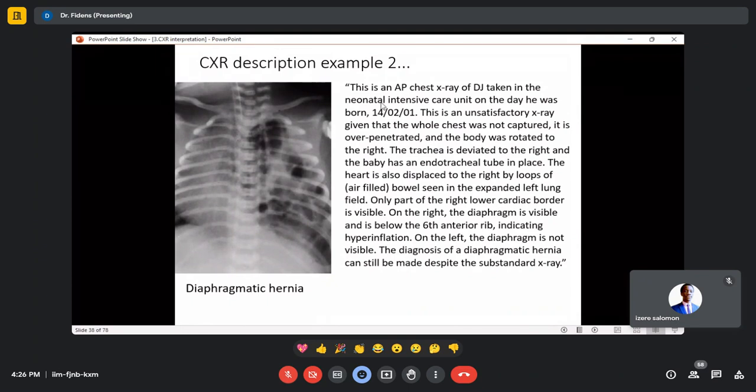But the way I say this is an AP chest radiograph, an AP chest X-ray of this one taken in the neonate intensive care unit on the day he was born. This is an asymmetric X-ray. I wanted to show you how they describe it, and at the end they say the diagnosis of diaphragmatic hernia can still be made despite the substandard X-ray. So when you are doing interpretation, we can even interpret on some abnormal technical qualities. We say even if the X-ray is not of good quality, you can think of this.